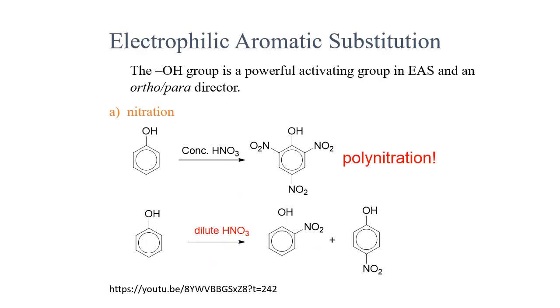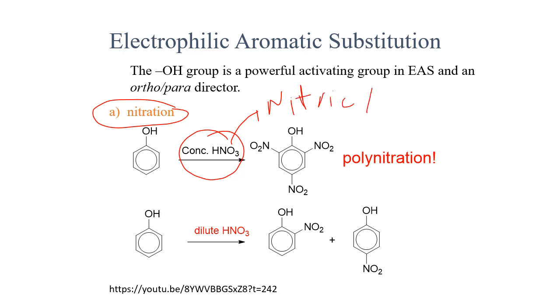The first example we have is the nitration reaction. The nitration reaction, as we can see, is one of the important reactions where we add a nitro group on phenol, so it's called nitration. You can do one of two things: either add concentrated nitric acid, HNO3, and in that case you will have a polynitration on the 2 ortho positions and the para. So you will see electrophilic aromatic substitution on all 3 positions, 2 ortho and para.